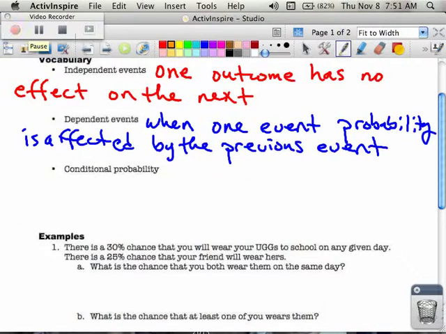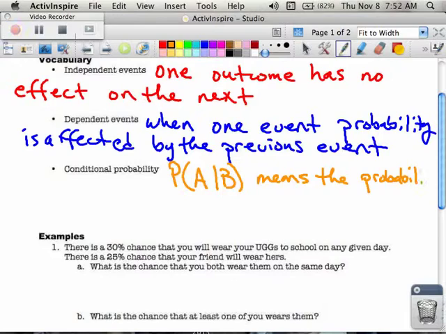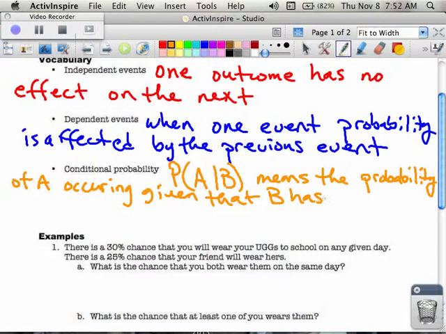Conditional probability looks like this. This is how they write it: P(A|B), and it means the probability of A occurring given that B has happened. And we'll talk more about that later.